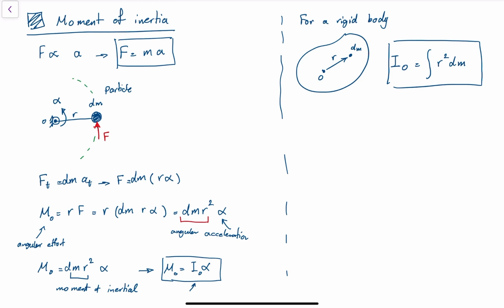Okay, good. One other way to word this: inertia is the property of a body that resists linear acceleration. Moment of inertia is a property of the body that resists angular acceleration. That is another way you can think of it.